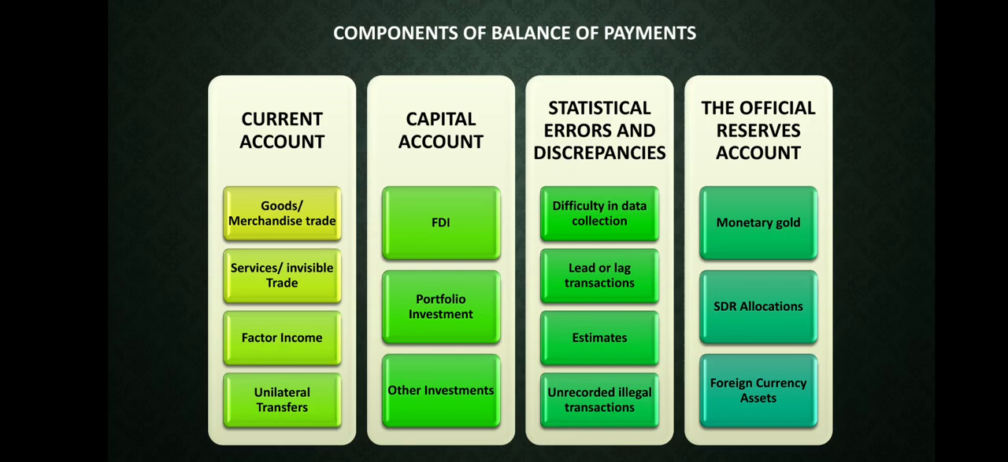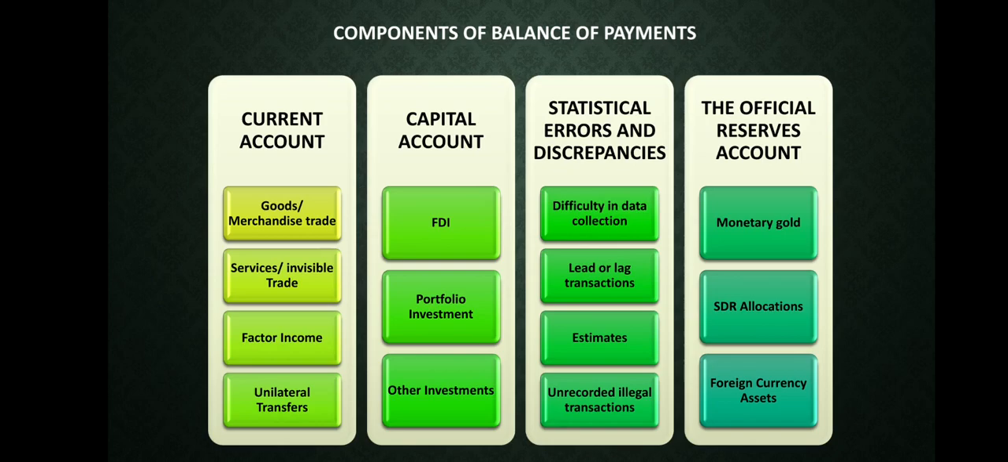Second reason is lead or lag transactions. Movement of foreign exchange may lead or lag the transaction that they are financing. For example, if the goods are shipped in March 2019 and the payment for them is received in April 2019, the shipment will be recorded in the financial year ending 31st March 2019. However, the payment for it shall be recorded in the following financial year. This difference leads to statistical discrepancy in the balance of payment statement.